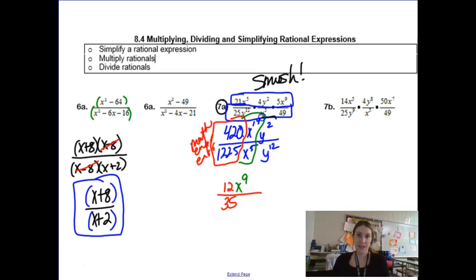And then y to the 2nd over y to the 12th. If we subtract those, that's a difference of 10, but it's heavy in the denominator, so y to the 10th goes to the denominator. That is my simplified answer. So don't stop on this question until you've simplified each of the terms as well as after you smush them together.